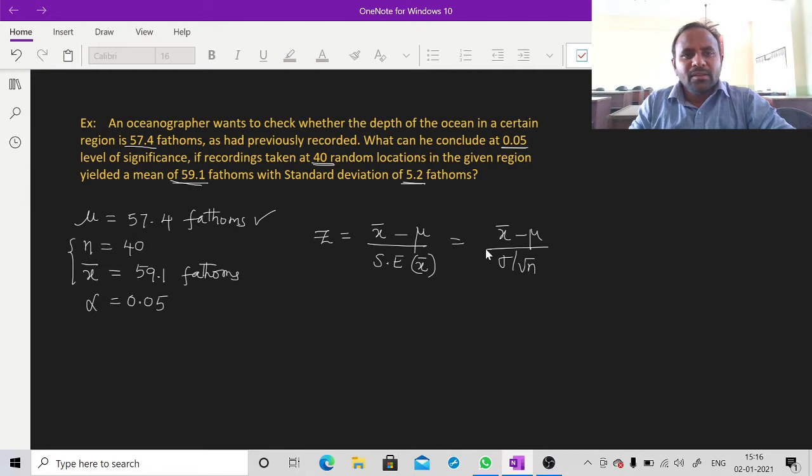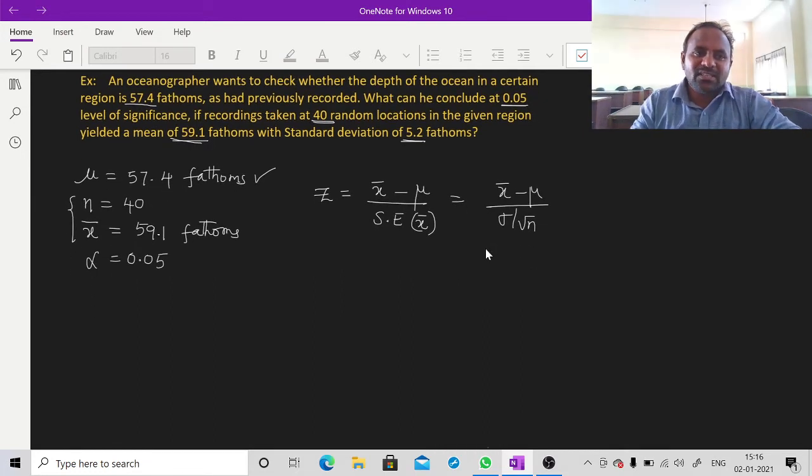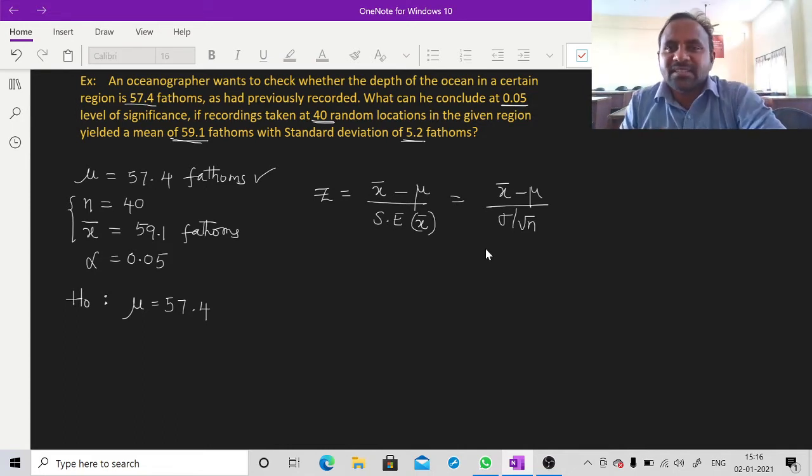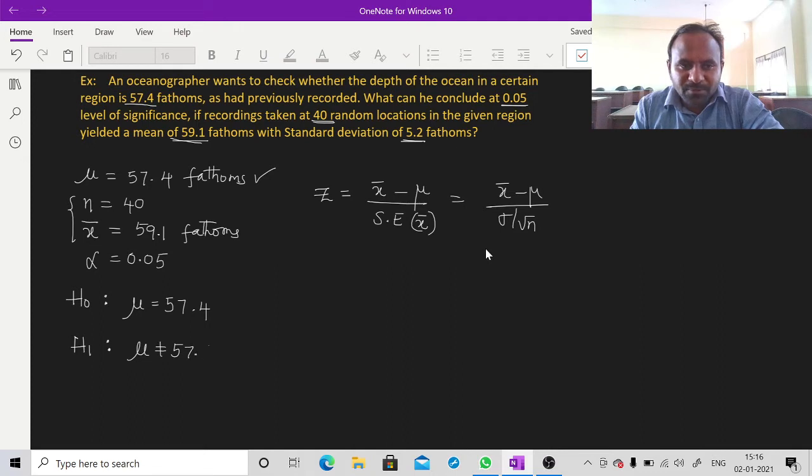Now as usual, the statement of your interest, the claim, is taken as H naught. H naught is your null hypothesis. The statement you are checking is whether mu equals 57.4 fathoms or not. Your interest is to check whether this depth of the ocean, 57.4, is correct or wrong. And you have to frame the alternative hypothesis, which should be contradictory to your null hypothesis. I am taking mu not equal to 57.4 fathoms. That is how we usually take it.